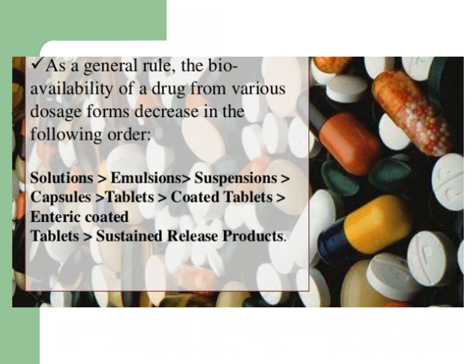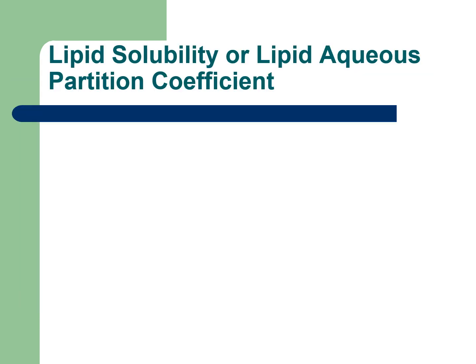So as a general rule, the bioavailability of drug varies in dosage form in the following order. The maximum is seen with the solution, and the slowest one is in the sustained release products.